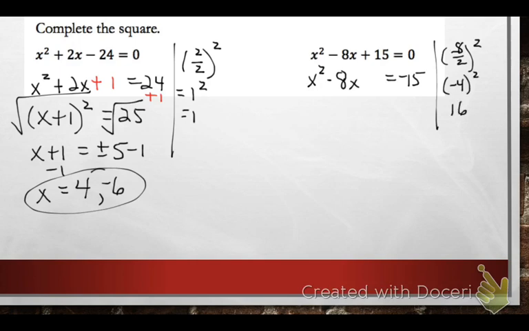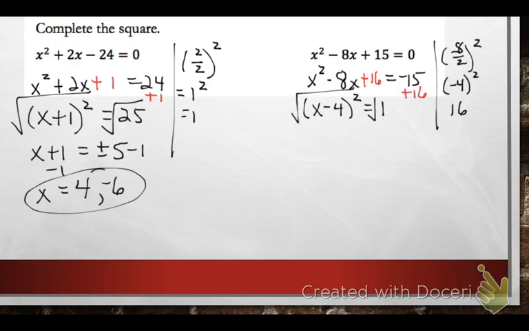Now I'm adding the number in red to complete the square, and then whatever I add to the left side I have to also add to the right side. When I factor that, my two numbers that I want to multiply together to give me 16 and combine to give me negative 8 are negative 4 and negative 4, or x minus 4 squared. Negative 15 plus 16 is positive 1.